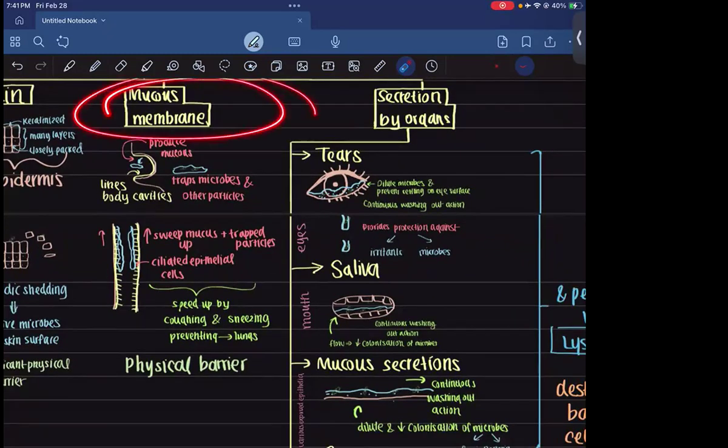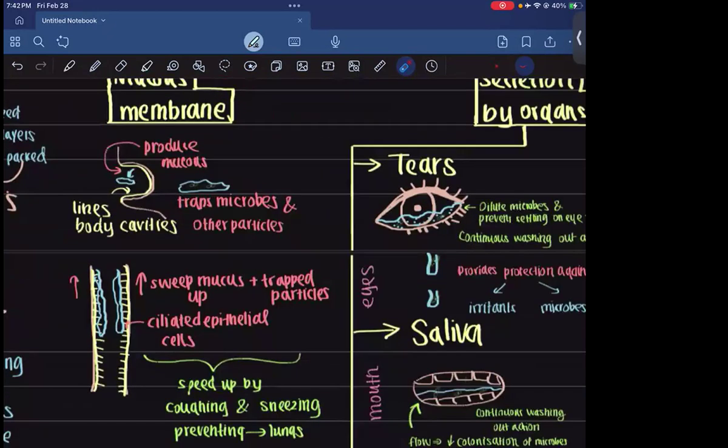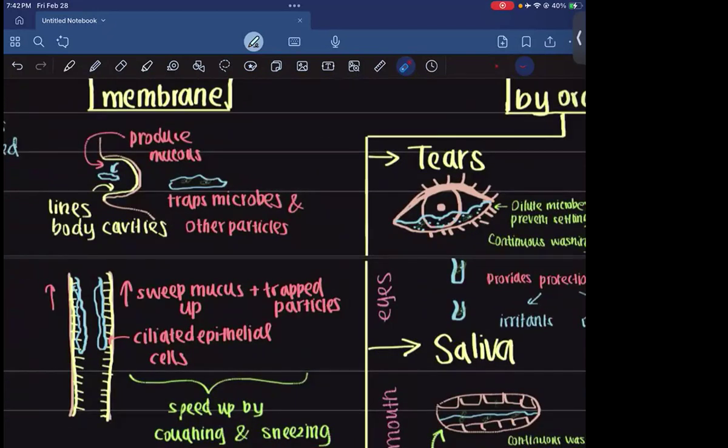The next external defense or barrier defense is going to be found in the mucous membrane. This mucous membrane is going to line your body cavities. For example, in the nasal cavity, you will be having the mucous membrane. And when you take your mouth, wherever there is an opening to the external environment, you can find this mucous membrane. So what will this mucous membrane do? It is going to produce mucus. It's going to secrete mucus. It will be lining your body cavities, especially the openings in your body.